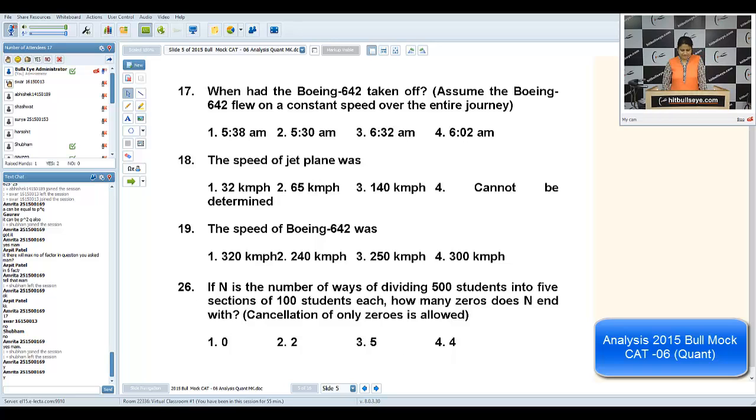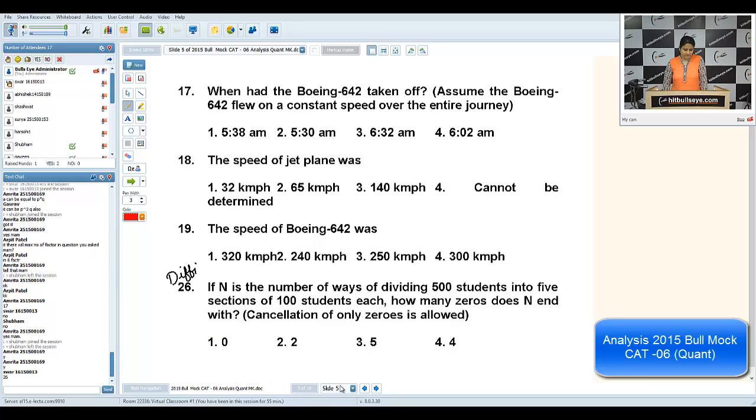Yeah, any problem in 26? Permutation and combination. I'll rate it as a difficult question. If you know the concept, of course, you can answer this. But you should be very comfortable in permutation and combination. Difficult topic. Yes, sir. Okay. Anybody else? 26.